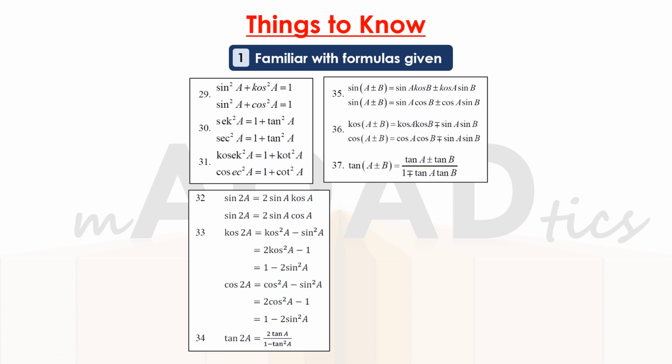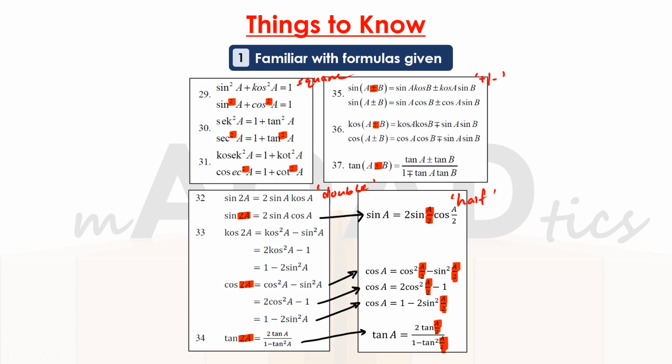Alright, so the first thing to know, again, like the previous video, we need to be familiarized with the formulas given. Okay, so let's group these formulas into 4: square, double, plus and minus, and from the double formulas, we can form half formulas. Sorry, half group of formulas. And we need to make sure that we know this formula, tan equals to sine over cos.